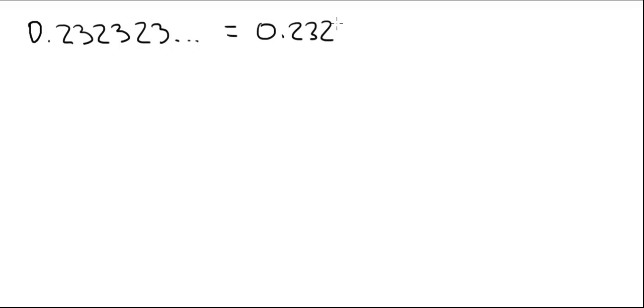We're going to express the repeating decimal 0.232323 and so on. This also has the following notation. We can write 0.23, and then put a line above it. It means it repeats forever. We want to express this repeating decimal as a ratio of two integers, that is, as a rational number.